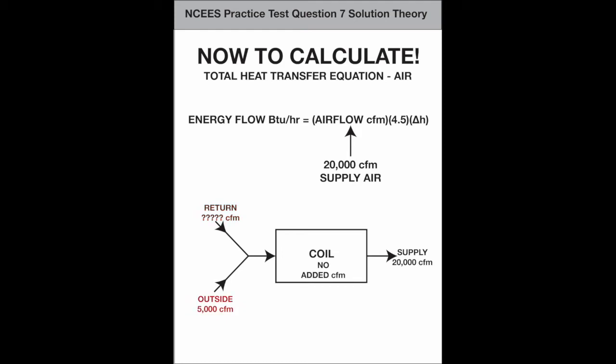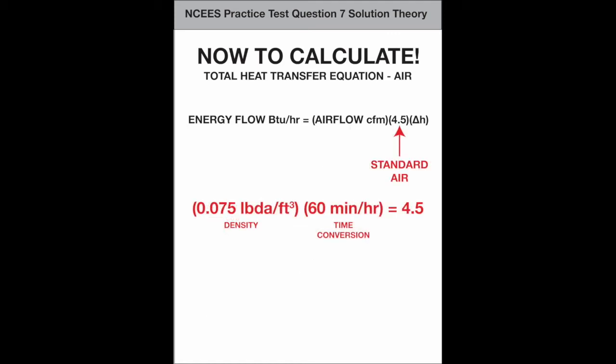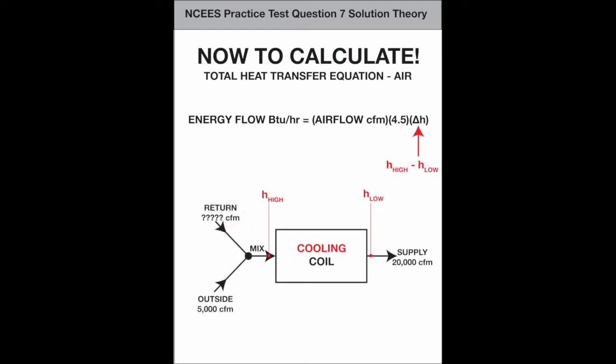Notice there's 5,000 CFM of outside air that eventually comes into the coil, but before it comes in, it mixes with an unknown amount of return air. The 4.5 comes from the product of standard air density and a time conversion. The delta enthalpy is the difference between entering and exiting enthalpy. As the air is being cooled, it will lose enthalpy. So it's entering enthalpy minus exiting enthalpy.